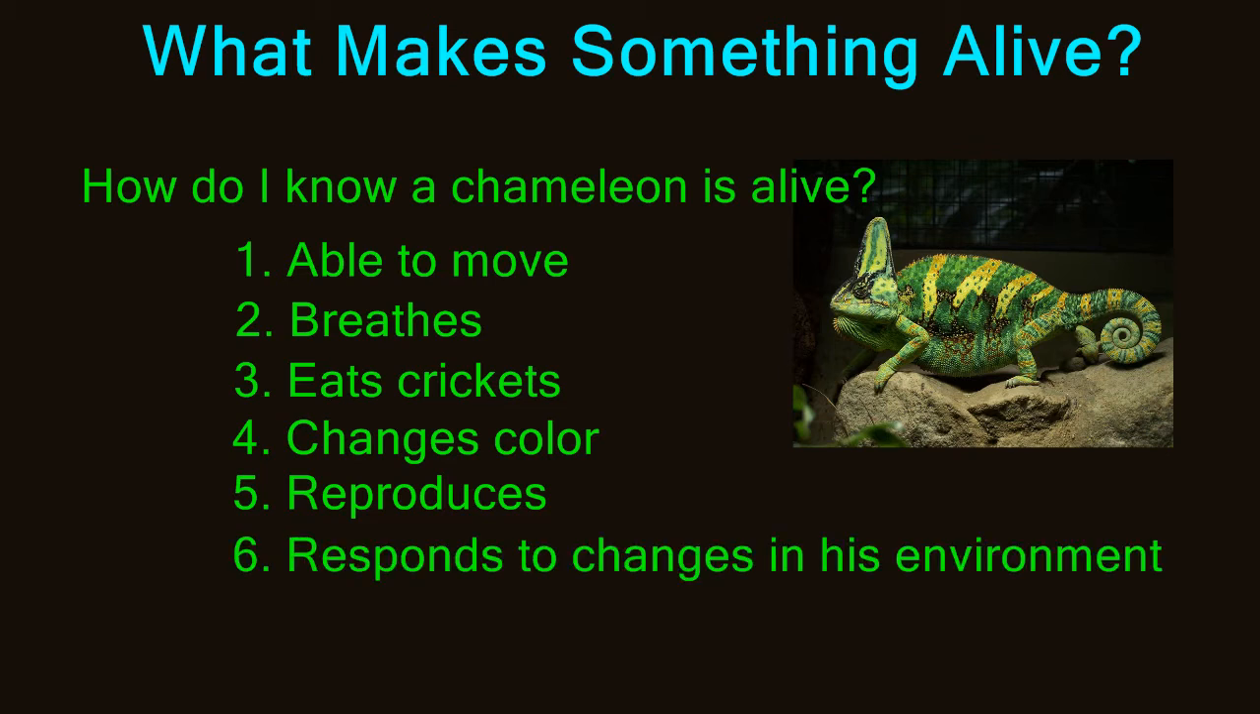He can also respond to changes in his environment. If there's light or dark, he can sense that. If he gets cold, he'll bask in the light. And if he's hot, he'll gape, he'll open his mouth wide to release some heat. So any of those changes in his environment are referred to as stimuli, and he can respond to those.